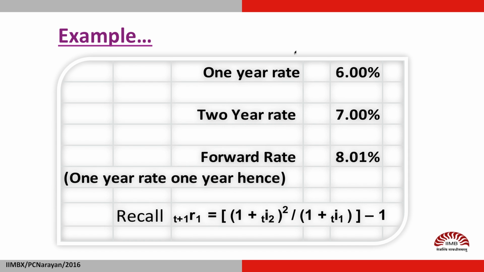In the example that you see, the 1-year rate is 6%, and as per the term structure of interest rates, the 2-year rate should be higher than the 1-year rate, assuming the yield curve is sloping upwards. So the 2-year rate would be 7%. So you have a 1-year rate that is 6%, and a 2-year rate that is 7%.